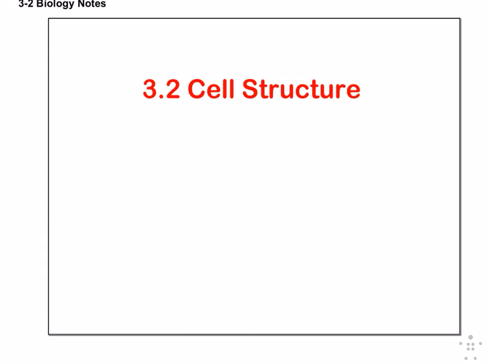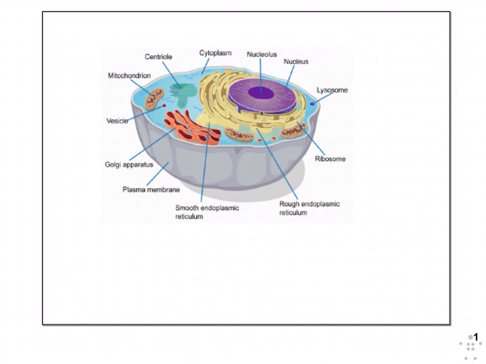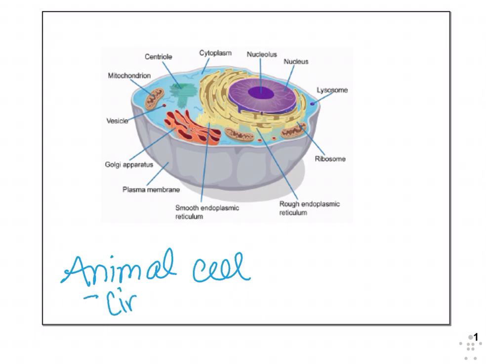All right, cell structures. These are the goodies inside of the cell. You will see this diagram frequently as we go through. This particular cell is an animal cell. We know it's an animal cell because it's circular in shape. Plant cells, we'll do in green, are more boxy.